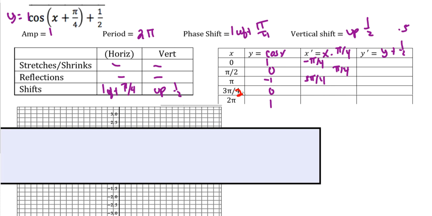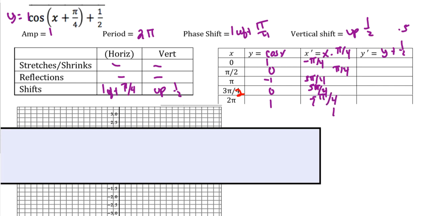I know on the notes it has a 4 there, but that's supposed to be a 3. You could think that it's 6 pi over 4. Subtract it, you're going to get 5 pi over 4. And then 2 pi, you can think of that as 8 pi over 4 if you want to, and that's going to give you 7 pi over 4.